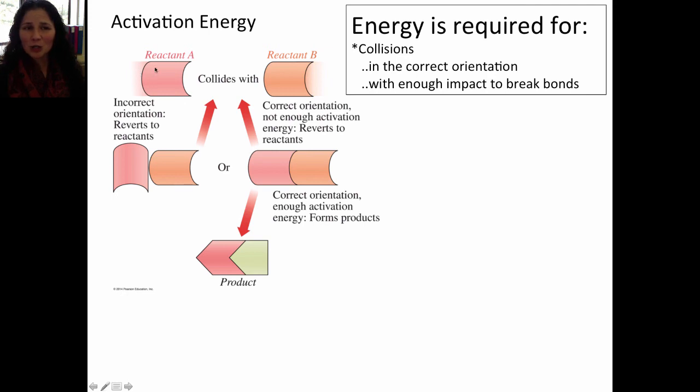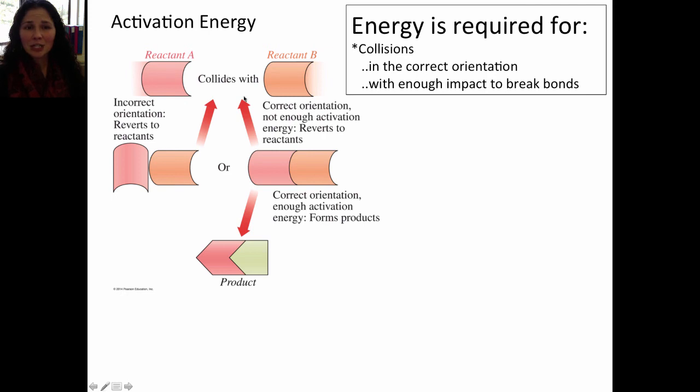This cartoon is trying to show you that reactant A needs to collide with reactant B in order for a chemical reaction to form. But they have to collide in the correct orientation. In this cartoon, this and this are the reactive sites of A and B. If they don't collide in the correct orientation, they will simply just revert back to the starting material or the reactants. So no reaction will happen. So they must collide in the correct orientation.